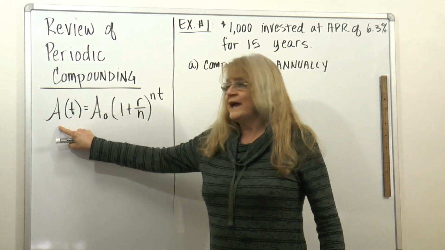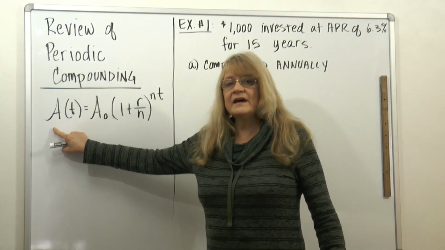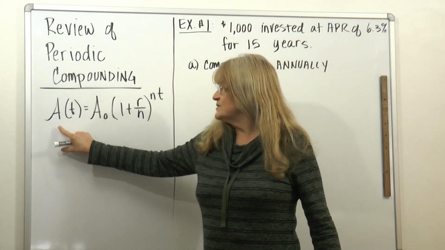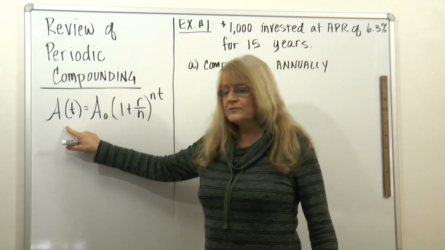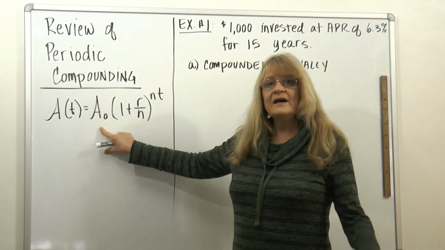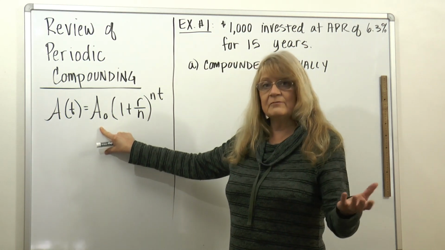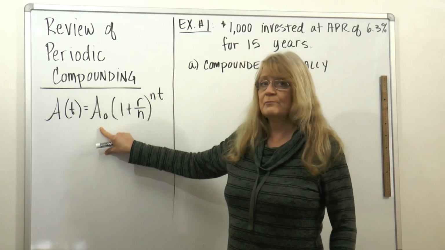Remember that this is not A times t, this is a function. This is A of t, like f of x. So this is the amount at time t, our ending amount. A sub naught, that's your beginning amount, in this case the original investment, or what's also known as the principal.